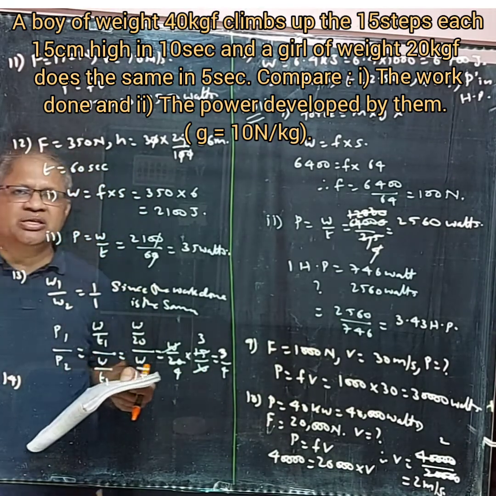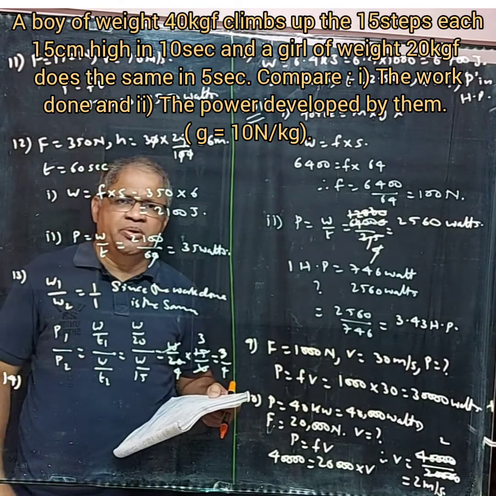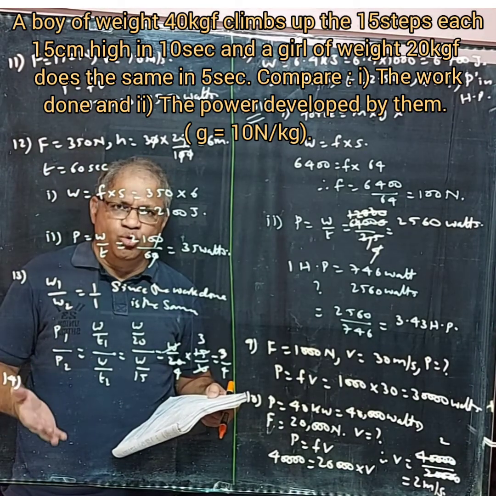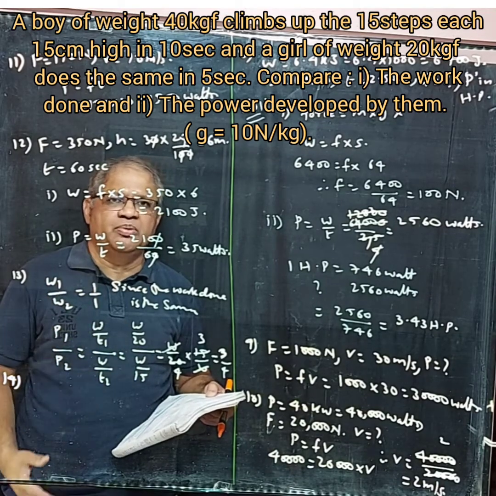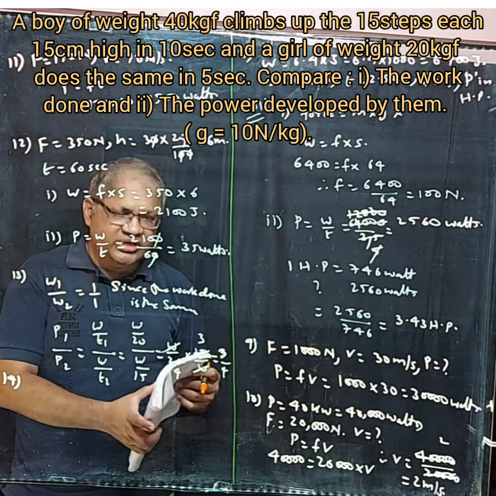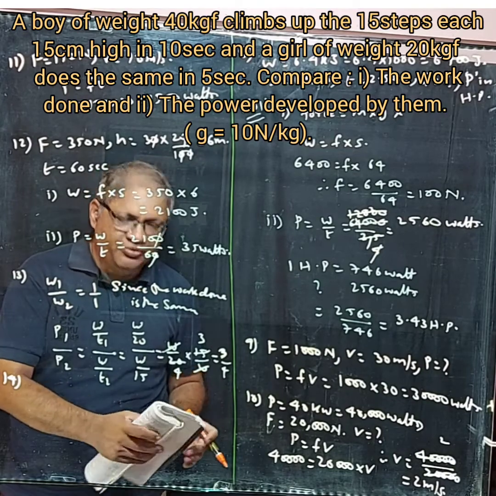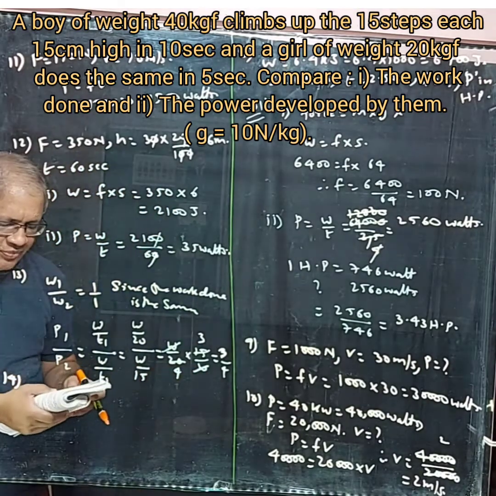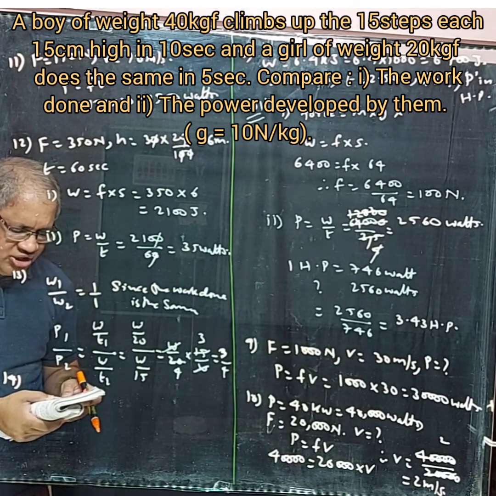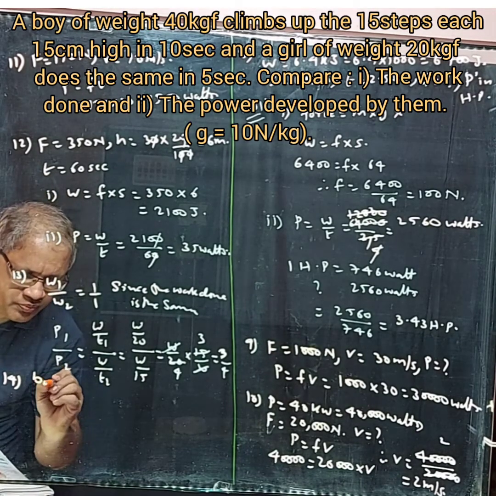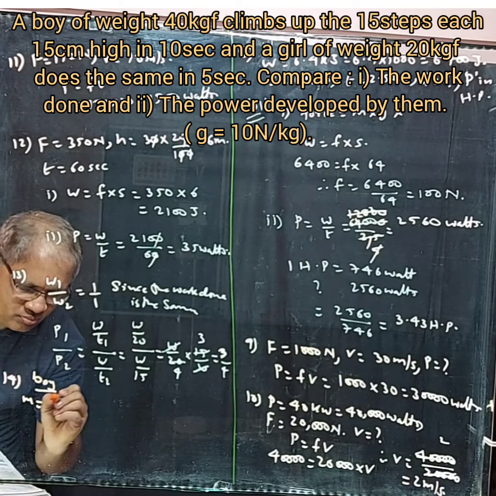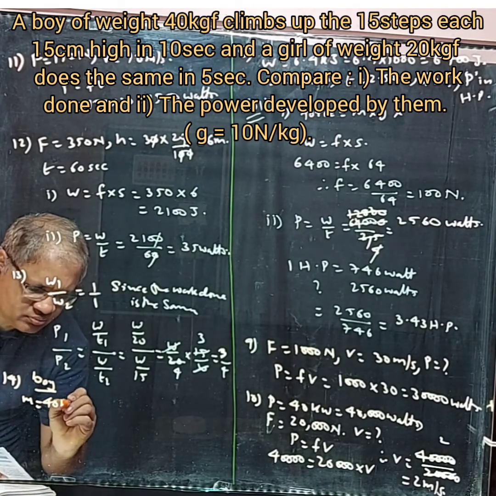So like that many sums are there. Sometimes they change the number and give. So if you know this, then you can solve these sums which have different numbers also. Okay, so let's see if you can solve this. So first of all, we'll write down the particulars. A boy of weight 40 kgf. Okay, so mass is 40 kg.